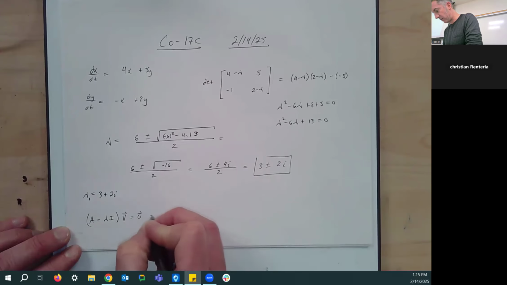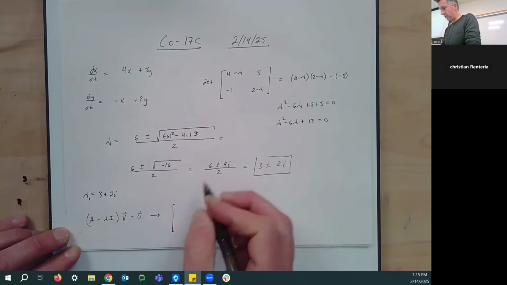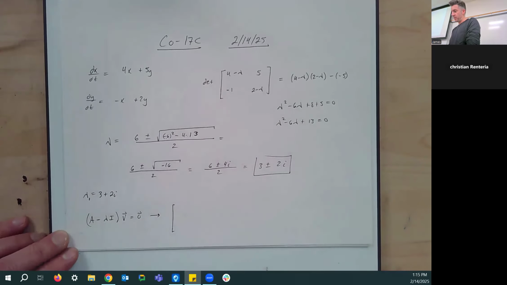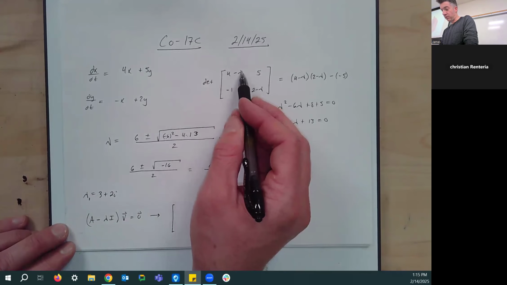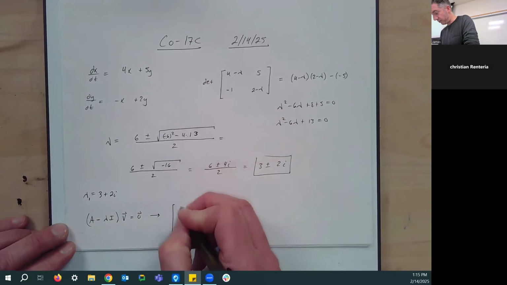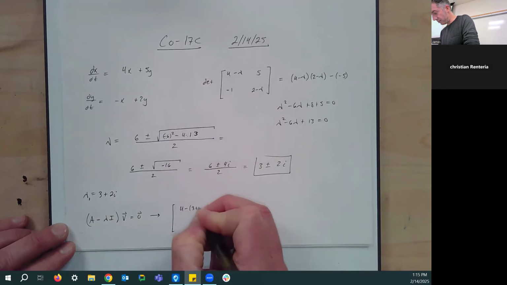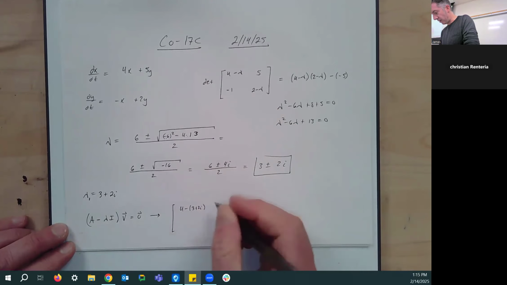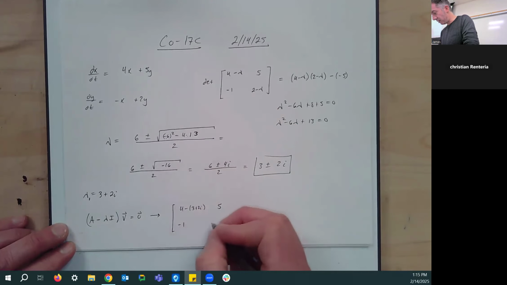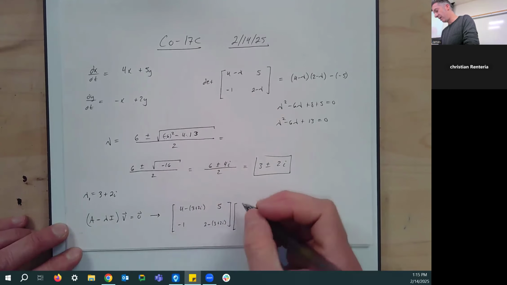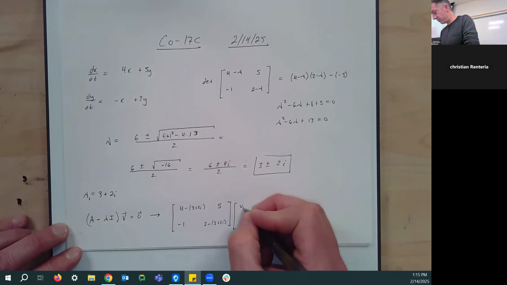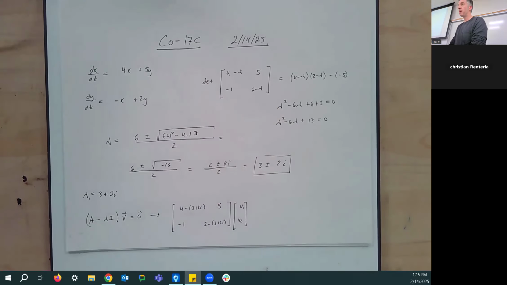So that's going to correspond to saying, great, A minus lambda I is a little bit messy. It's going to be 4 minus lambda, so 4 minus (3 plus 2i), and then 5, and then negative 1, and then 2 minus (3 plus 2i), times the vector we're looking for. He likes to call it v1 and v2. I don't love that notation, but I will go with it anyway.